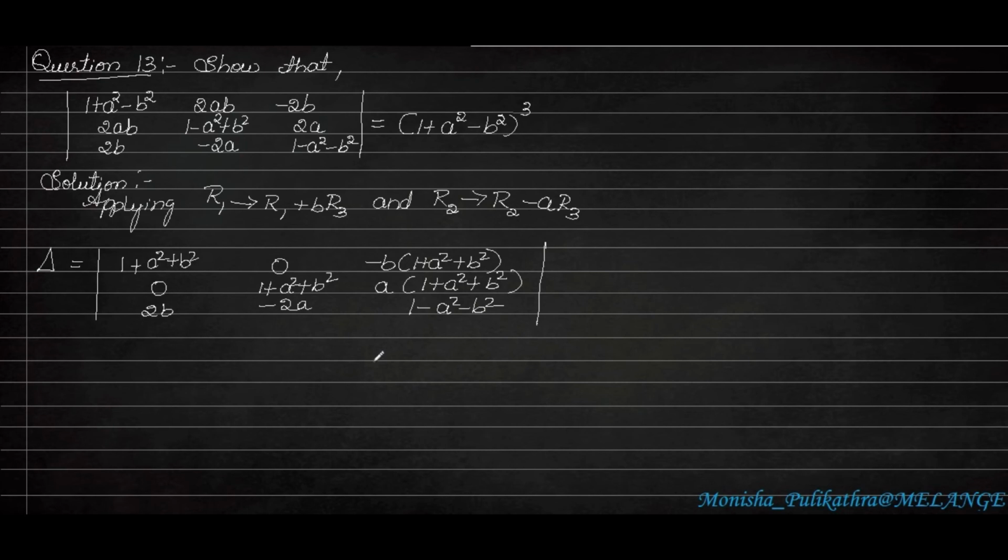Okay. So after this, since 1 plus A square plus B square is common in the first and second row. Okay. In the first row and second row, 1 plus A square plus B square is common. So I will be taking 1 plus A square plus B square 2 times. So I will be taking it as a square. So from the first row and second row, I will be taking 1 plus A square plus B square common. So here remaining is 1, 0, minus B, and here 0, 1, A, and here 2B, minus 2A and 1 minus A square minus B square. So this is the thing remaining after taking the common.